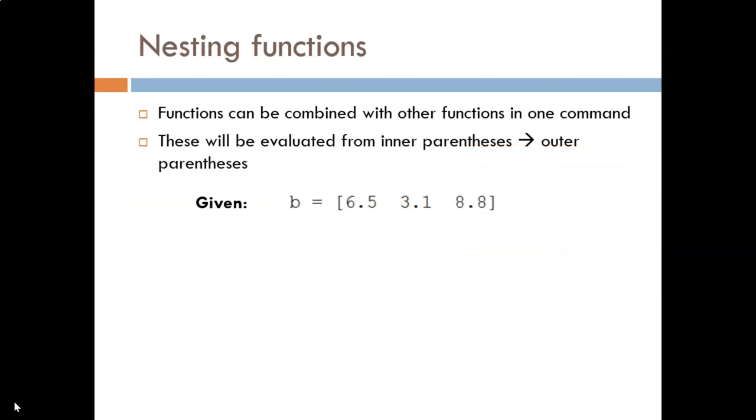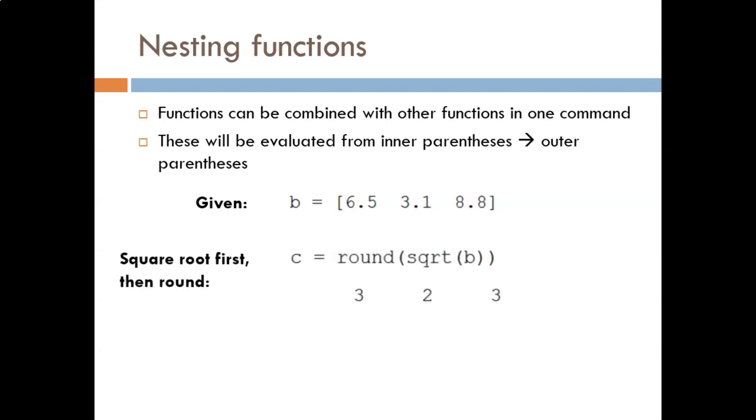Usually, we will use a single function in one command, but sometimes it is convenient to use multiple functions together. Why use two steps when you can use one? Nesting functions means placing one function call inside of another. When this is done, the function in the innermost parentheses gets evaluated first. As an example, let's combine two basic functions. Round rounds each element to the nearest integer, and sqrt computes the square root of each element.